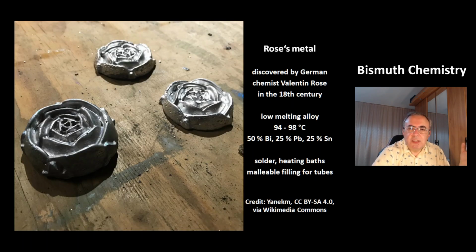This is one use of the element bismuth as an alloy that's called Rose's metal. It was discovered by the German chemist Valentin Rose in the 18th century. This is a low melting alloy with a melting point of 94 to 98 degrees Celsius. It contains bismuth plus 25% lead and 25% tin. Rose's metal can be used for solder, heating baths, and malleable filling for tubes.